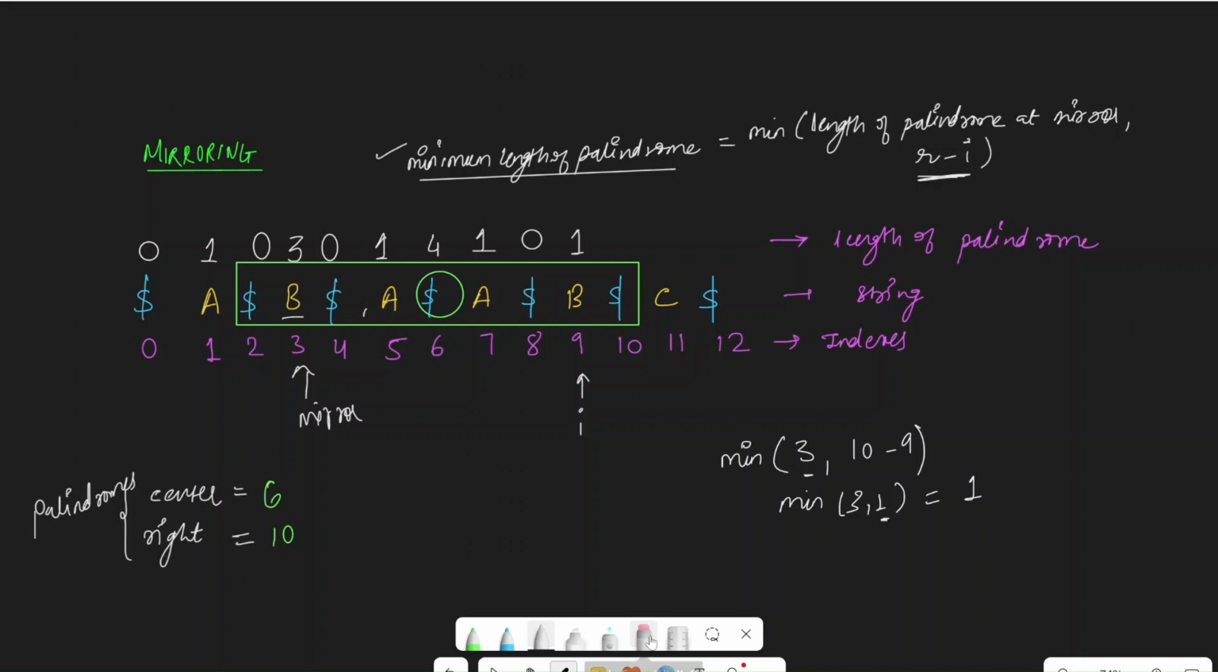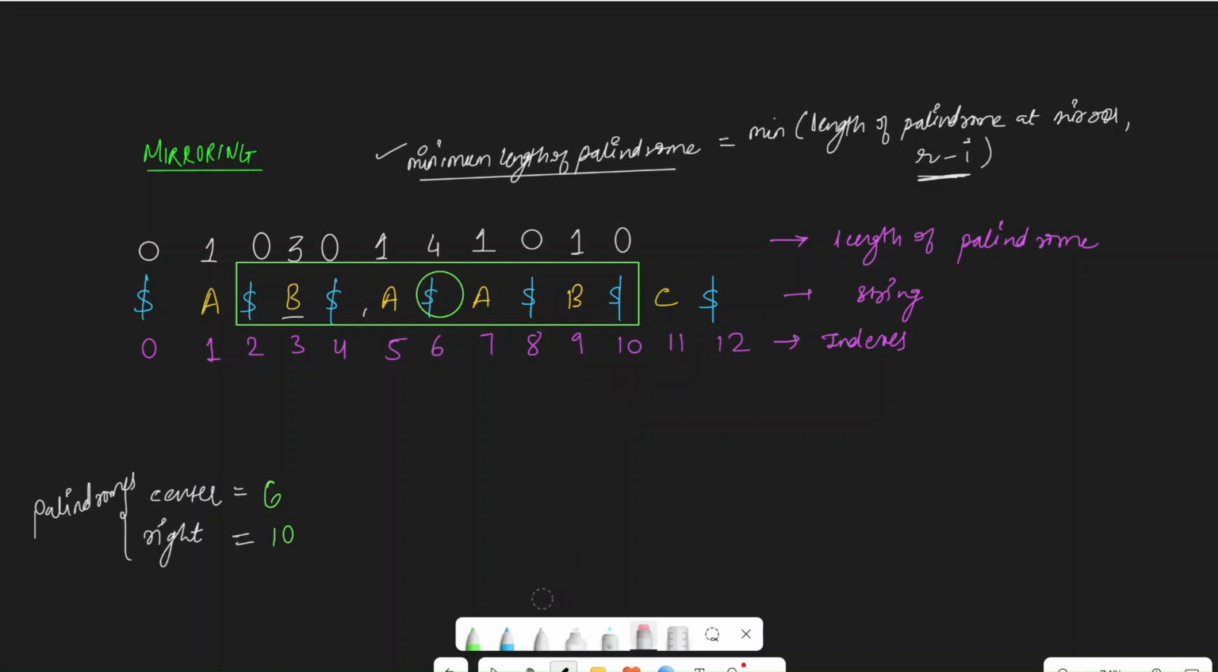Now let us again move our I. So now the I becomes at location 10. At 10, our I is not less than right, it is equal to right. And in this case also we have to use expansion. Let me clear this. So for expanding, I'm again going to check whether 1 to the left, 1 to the right, are these characters equal? No, they are not, which means the maximum length of palindrome that we can get here is 0. There is no palindrome existing.